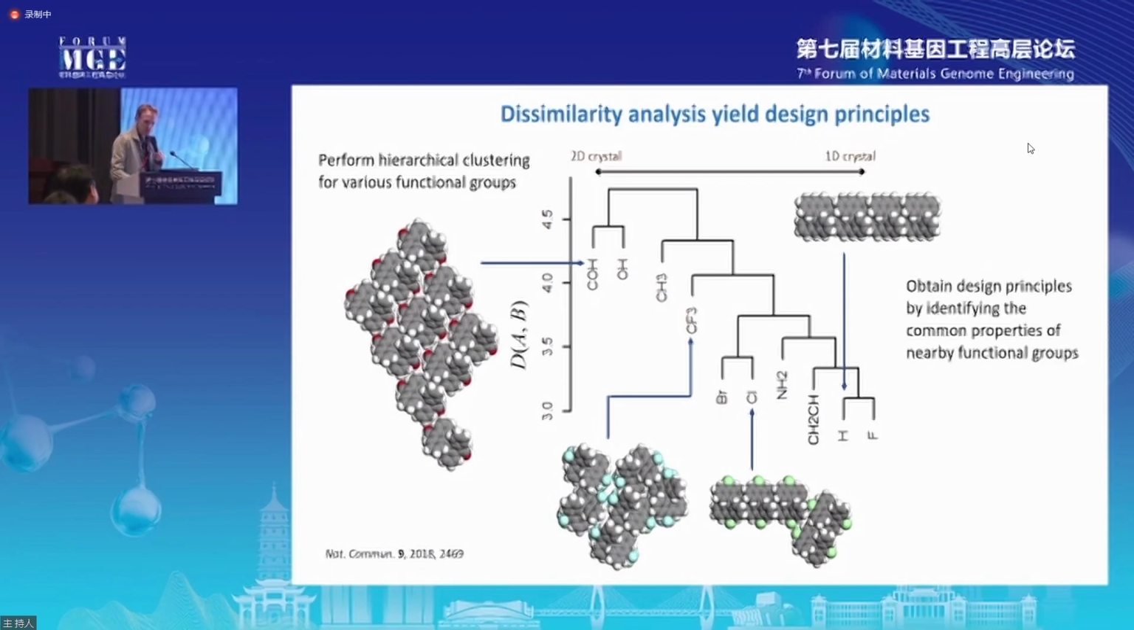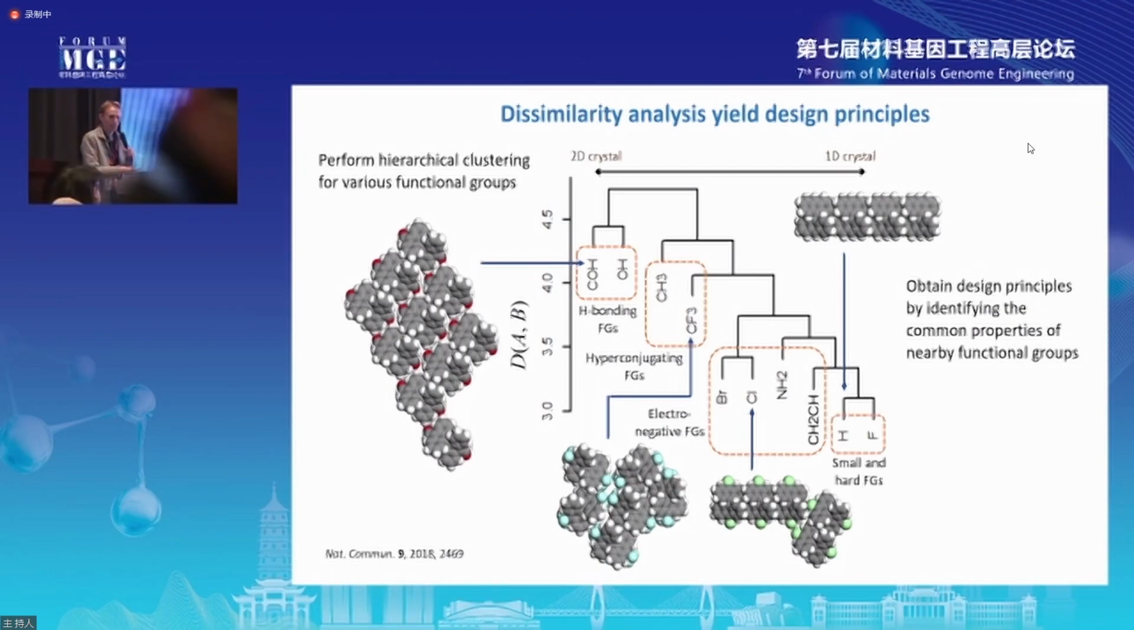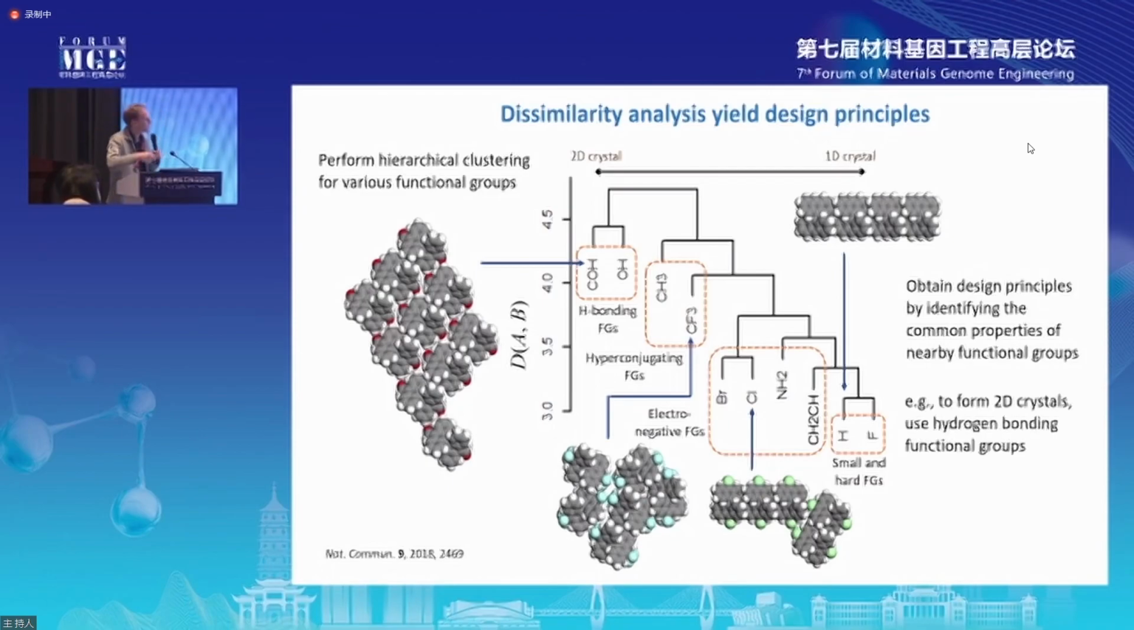So you can start to pick off some design principles by looking at the common properties of nearby functional groups. These two are hydrogen bonding. These two have a property called hyperconjugation. These two are electronegative. And these two are what chemists would call small and hard. So what's that telling you? Well, it tells you if you want to make a 2D crystal, you've got to use hydrogen bonding functional groups. Hey, that's not a surprise. Every chemist knows that, but here we've seen it from the informatics, which is quite nice.